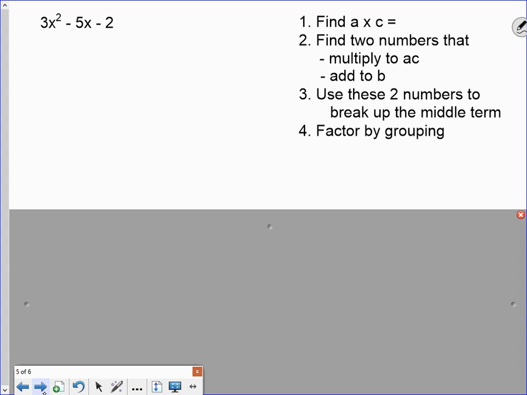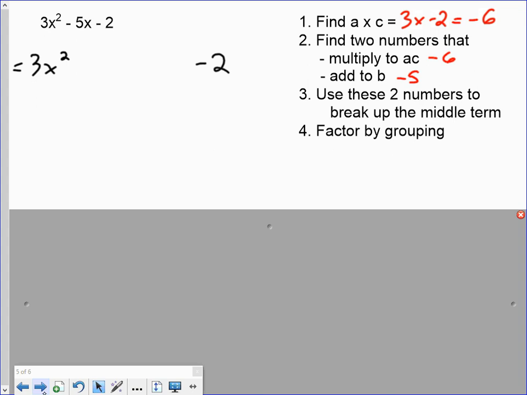3x squared minus 5x minus 2. Our first step here is going to figure out, okay, what is a times c? So a is 3, c is negative 2, so that's negative 6. We want two numbers that multiply to that negative 6 and add up to our b value, that middle term, which is negative 5. And we're going to use those two numbers to break up that middle term.